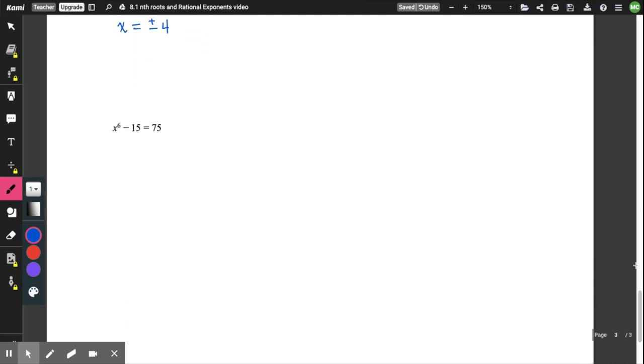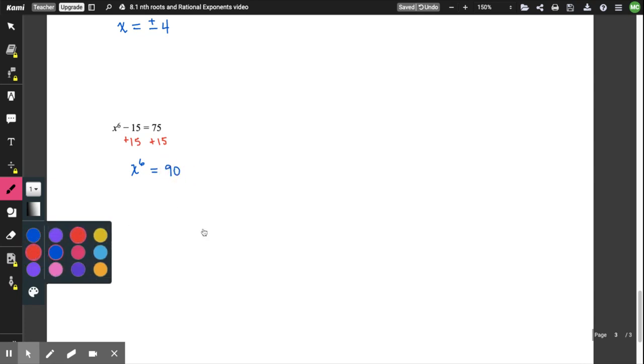For my final example here, I have to get the x with its power alone before I do anything else. So I've got x to the 6th minus 15 equals 75. So my first step would be to get rid of that minus 15. So I do that by adding 15 to both sides of the equation. That would give me just x to the 6th power on the left. On the right, 75 plus 15 is 90. Then I need to get rid of that 6th power. So I could do that with a radical. So my radical would be a 6th root.